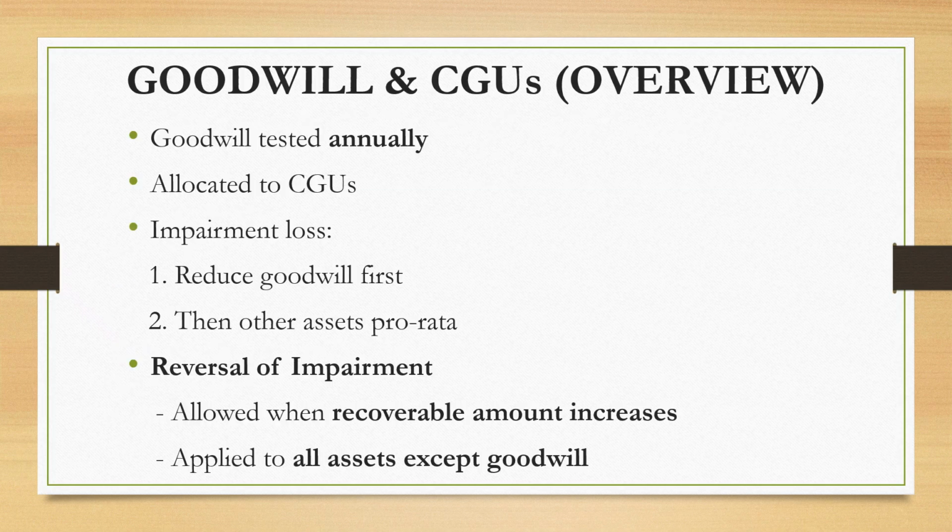But goodwill has special rules. It must be tested annually even if there are no indicators. Goodwill is allocated to CGUs and impairment losses reduce goodwill first. Reversal is allowed for other assets if recoverable amount increases, but never for goodwill.